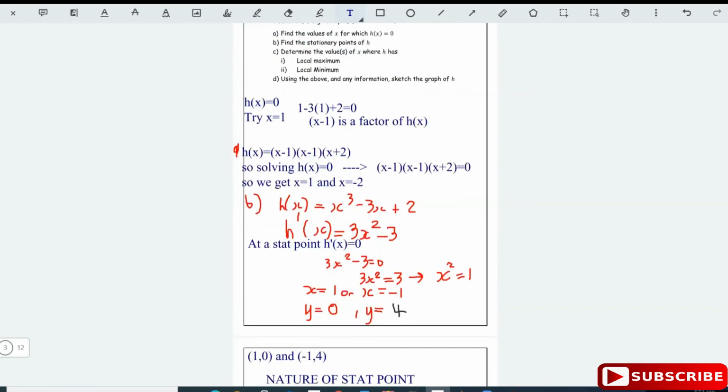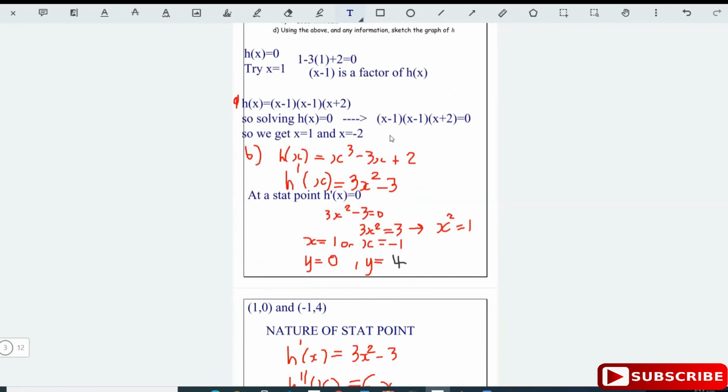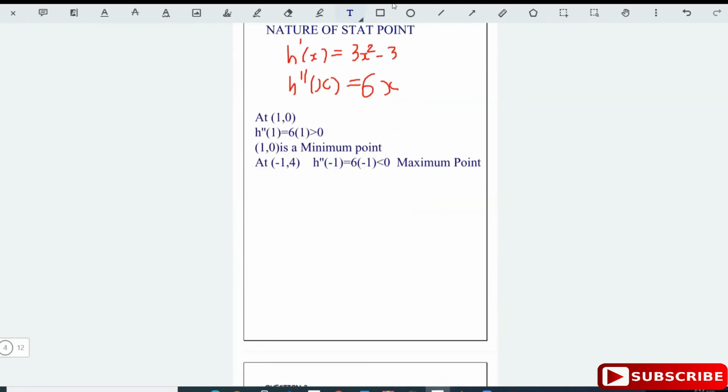So we need to sketch it showing the roots. We know the 3 roots. It cuts the x-axis at 1 and minus 2. We know where it cuts the y-axis, and we know the turning points. So as I always say, the easiest way to sketch these graphs is start by just drawing the curve. Let's draw a curve like this.